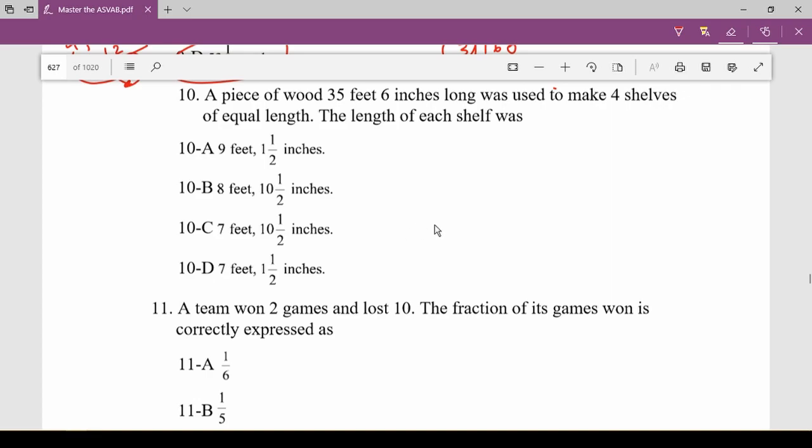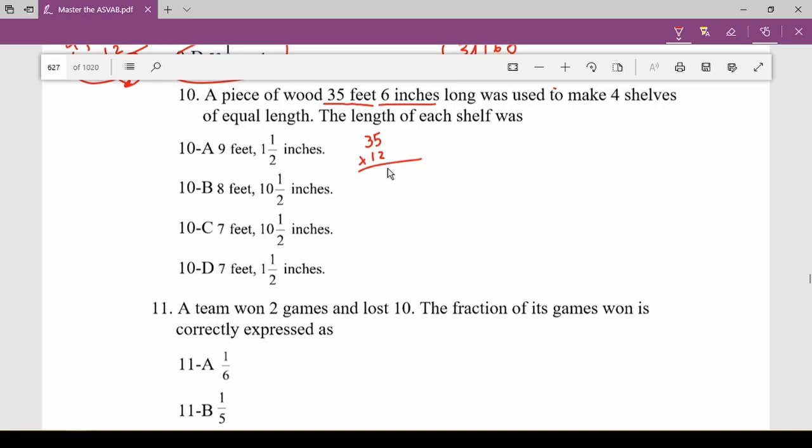Number 10. A piece of wood 35 feet 6 inches long was used to make 4 shelves of equal length. The length of each shelf was... So again, we're dealing with feet and inches. To keep everything simple, I'm going to convert everything to inches like I did in the previous problem. So I'm going to do 35 times 12. Again, there are 12 inches in a foot.